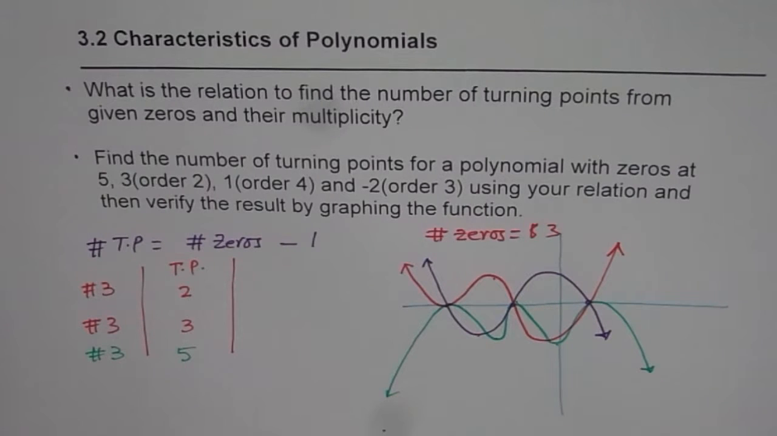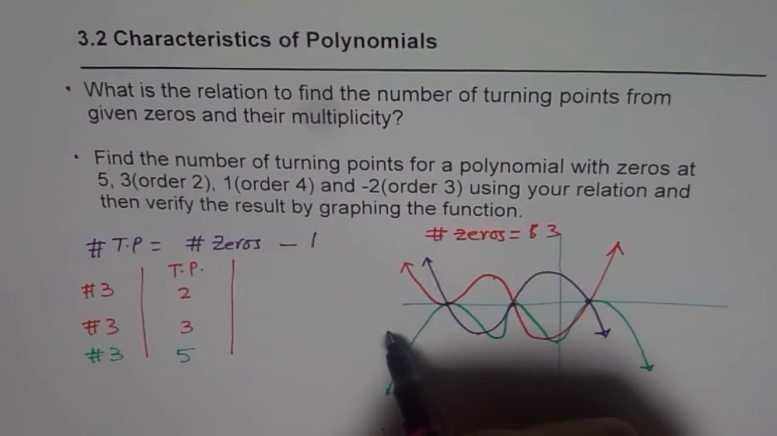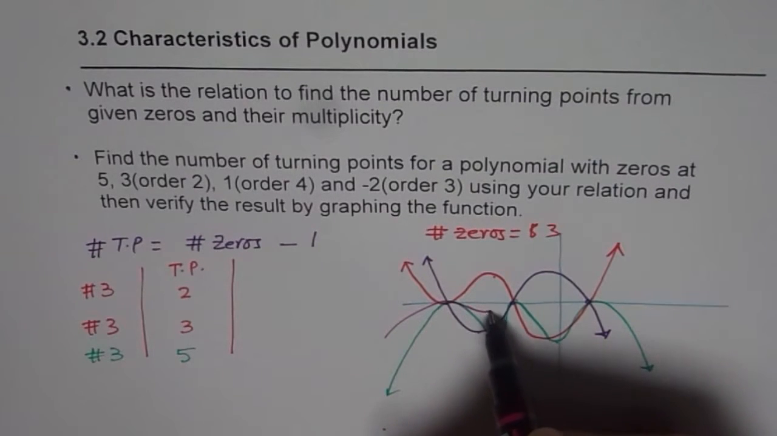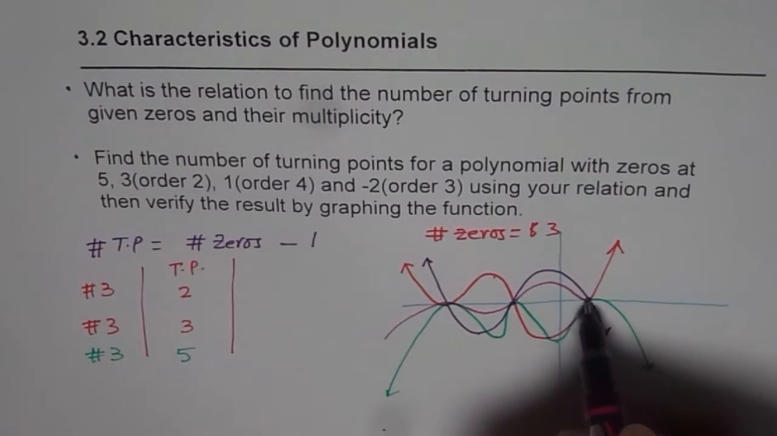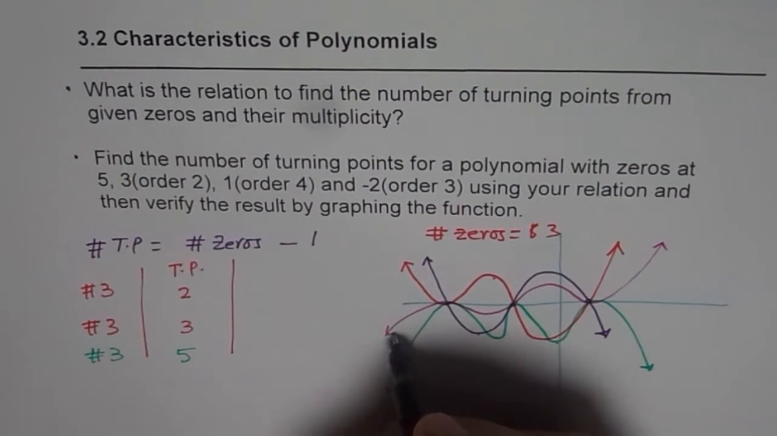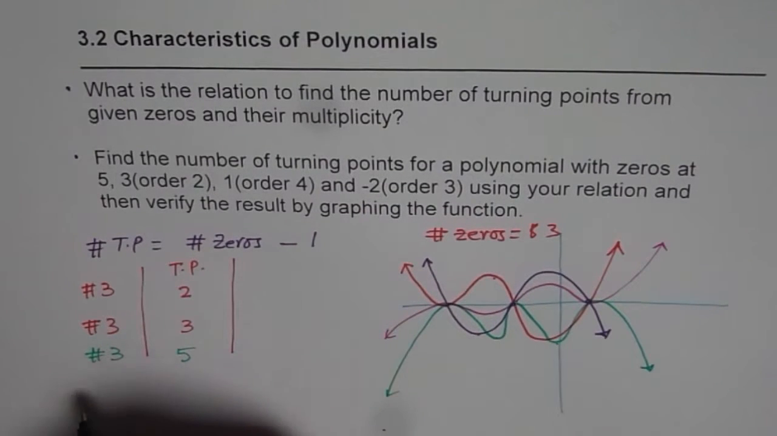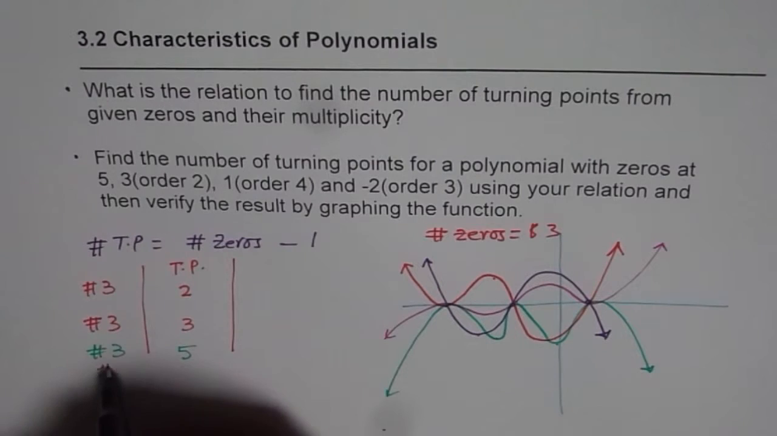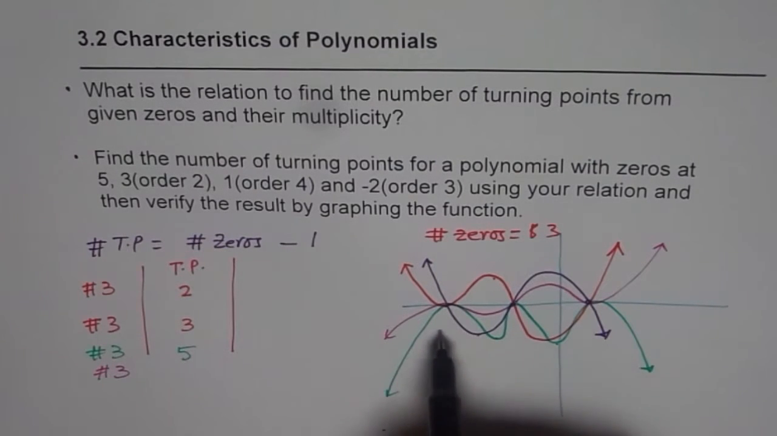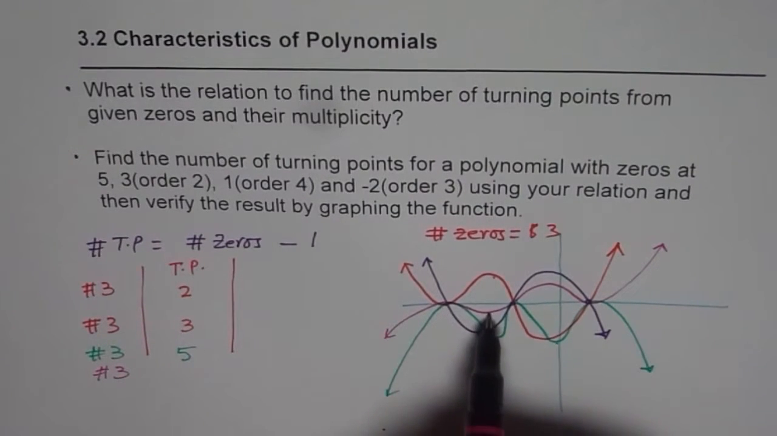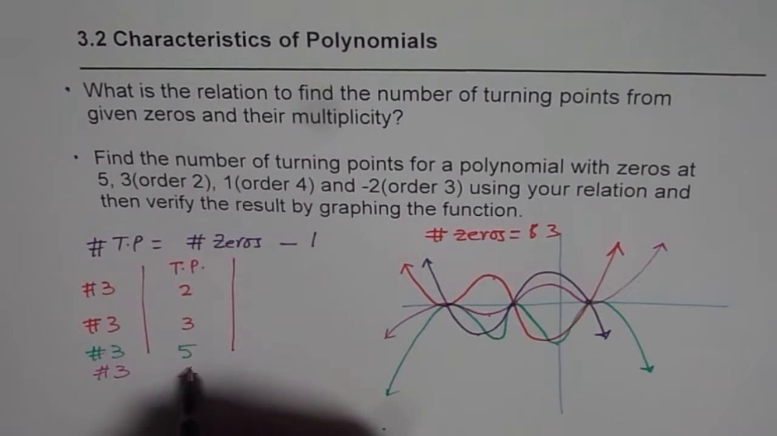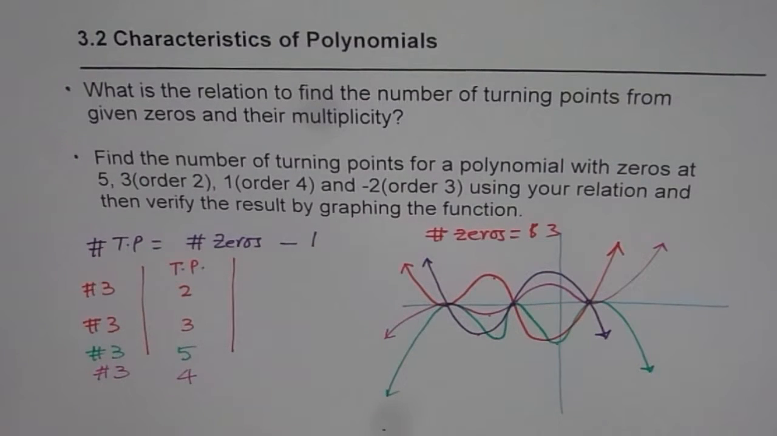Well, there are other possibilities also, you guessed it, and that is like this, correct? If I go like this, but turn here and then go like this, is that okay? Now in this case, I still have the number of zeros as 3, turning points 1, 2, 3 and 4. Great job. So we could get 2, 3, 4 and 5 turning points from a set of 3 zeros.